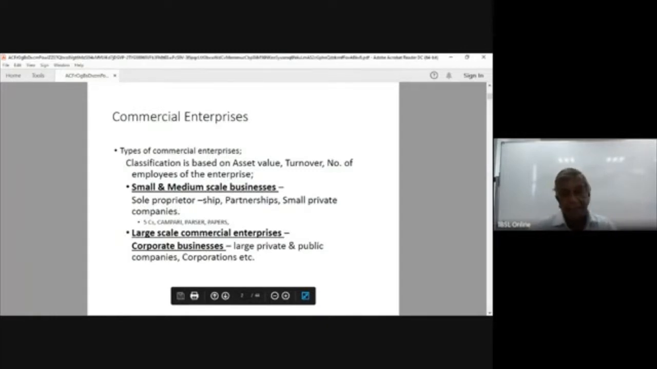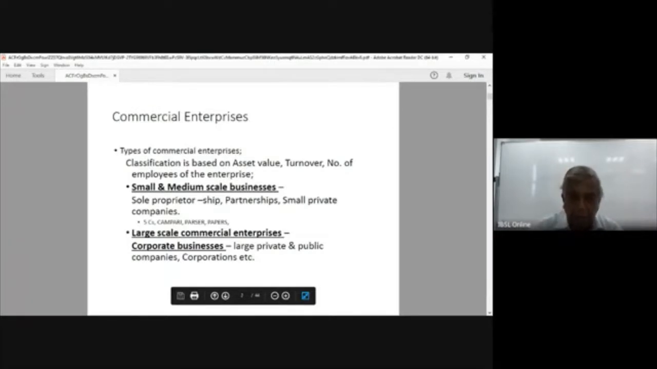The classification is based on asset value, turnover, annual or monthly turnover, and number of employees of the enterprise. Based on that, the financial institutions categorize their commercial customers based on the customer's asset value, annual or monthly or periodical turnover of the business, and the number of employees of the enterprise. So what are the types of these commercial enterprises?